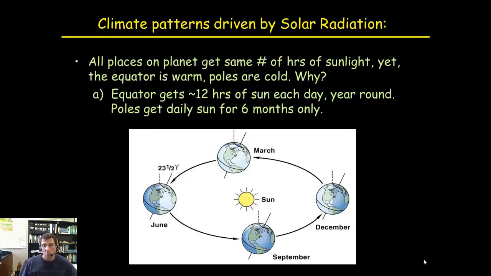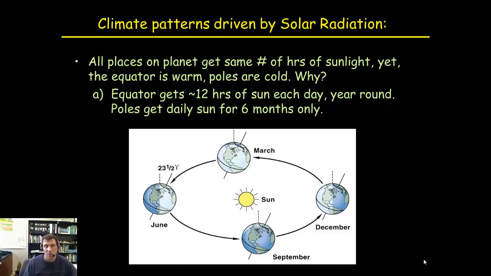Now, one of the things that is interesting about this kind of basic planetary science is that all areas on the planet get the same number of hours of sunlight all across the year. And that can be counterintuitive. You might expect that the equator, which is a lot hotter, gets more hours of sunlight than, say, either position on the poles, where we know during much of the year is in darkness. Well, what happens is that the poles get the same number of hours, but they get them all at once.